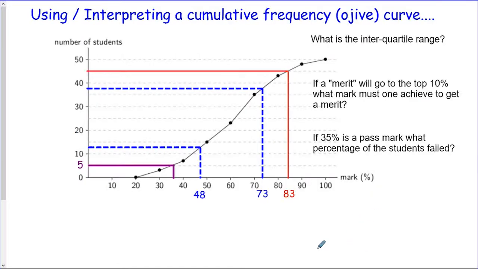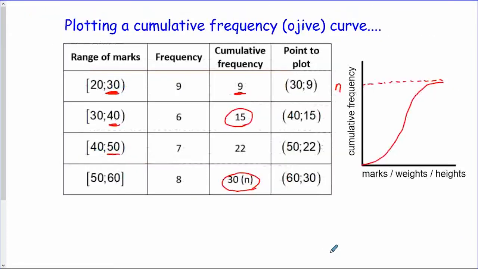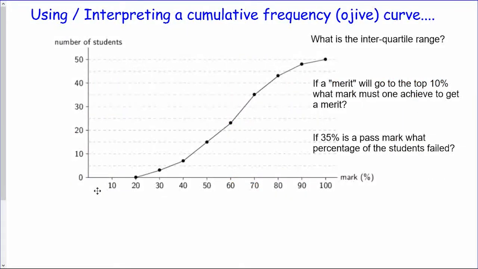Right, so let's take a look now at an example of a cumulative frequency curve. I wanted to hide something there, so I'm going to just quickly pause. Okay, sorry about that. So we've got a cumulative frequency curve that's been drawn here. We've got marks on the horizontal axis, and number of students on the vertical axis.